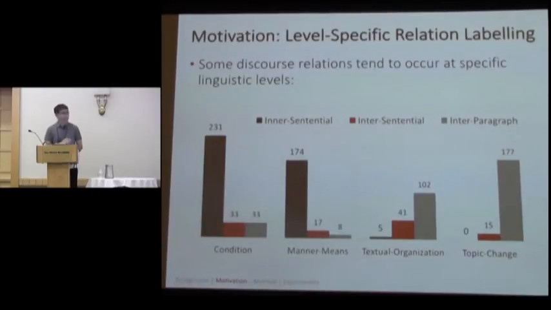To give an example, this diagram shows the distribution of 4 relations over the 3 different levels. We can see that most of the condition and manner means relations are intersentential, while the other 2 are mostly interparagraph. This observation agrees with our real experience. So we propose that relation labeling should be done at 3 different levels.